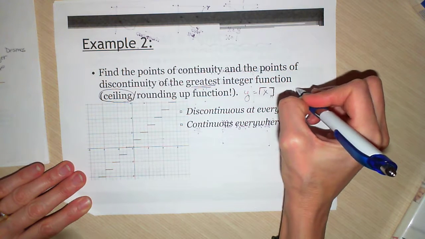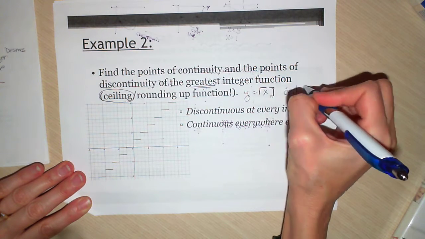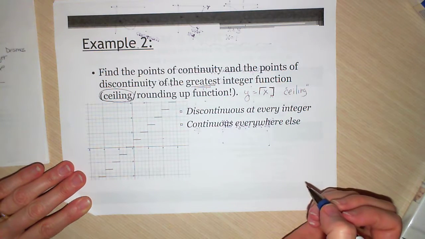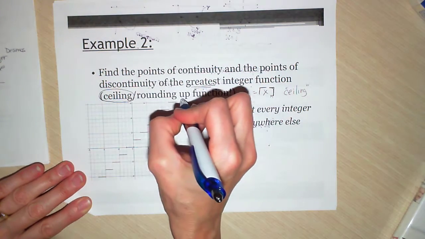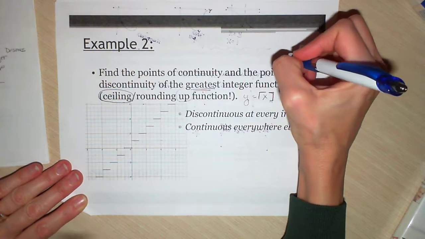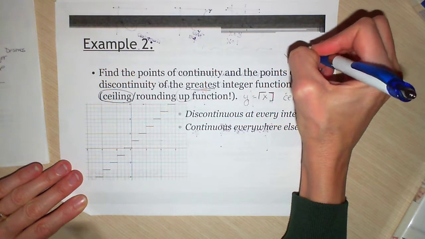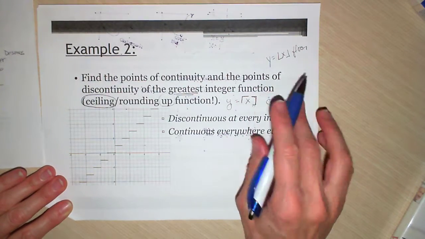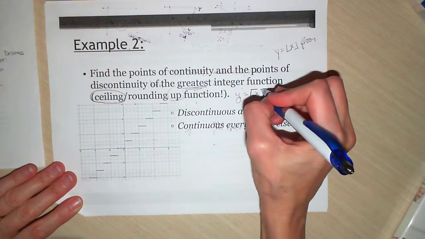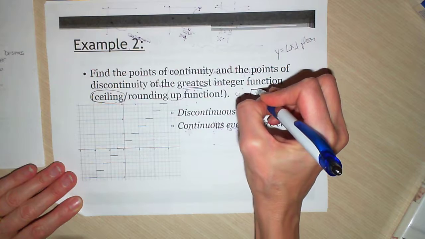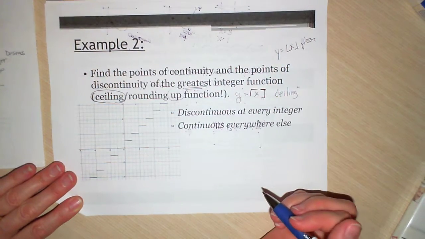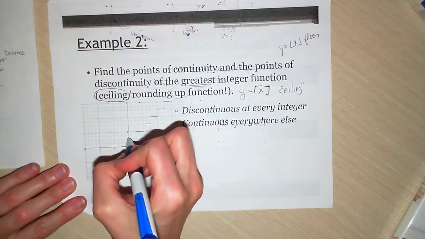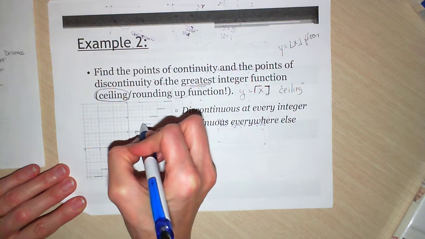And on Desmos, it would be called the ceiling function. So this one we're rounding up. The other one that we have looked at quite a bit is this one, which we called the floor. And this one we were rounding down. So this one is the ceiling, so that's why the top of the bracket is filled in, and we're rounding up. If you look at the graph, these by the way should be open circles.